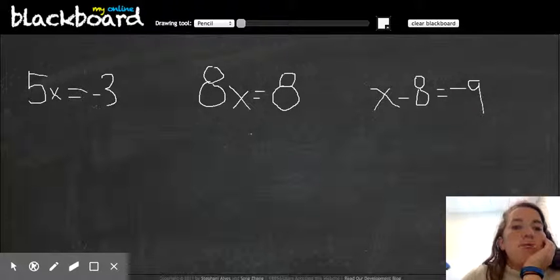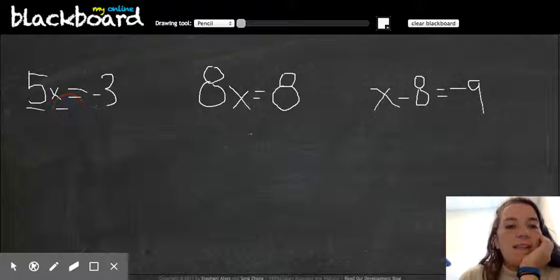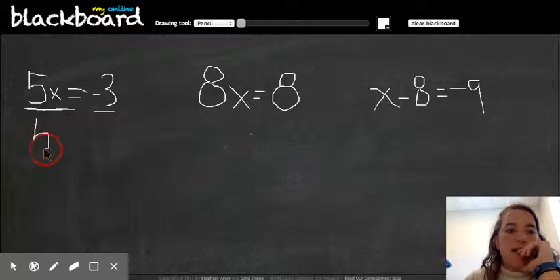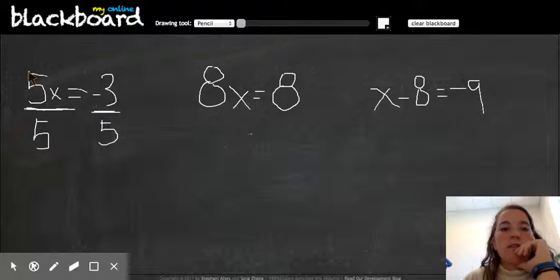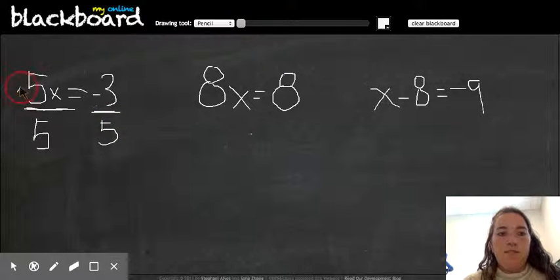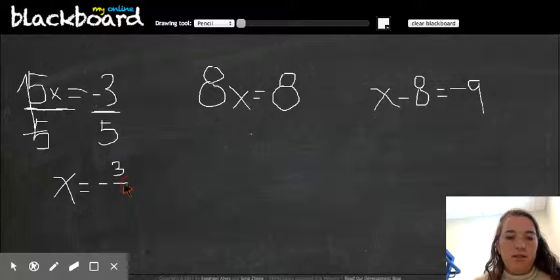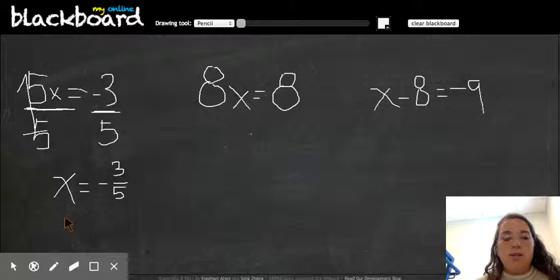Okay, let's do 3 more together. So for my next problem, I have 5x equals negative 3. What does it mean when you have a number next to a variable like you do right here? Yeah, that means we're multiplying. So how can we undo the multiplication? I can divide. So I'll have 5x divided by 5 equals negative 3 divided by 5. 5 divided by 5 equals what? This becomes 1. So I have 1 times x. 1 times x is x. And I can just leave this answer as a fraction, or if you want to use a calculator and convert it to a decimal, you'll get x equals negative 6/10.